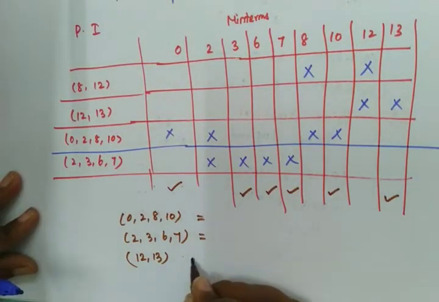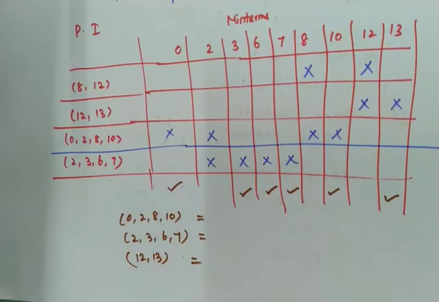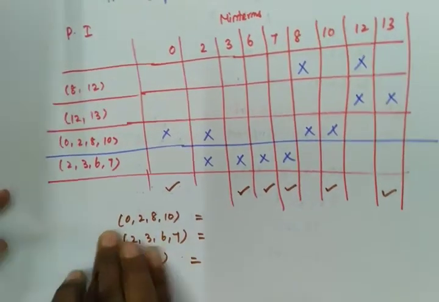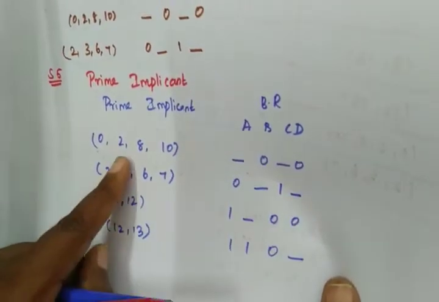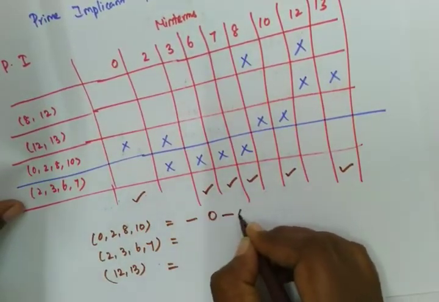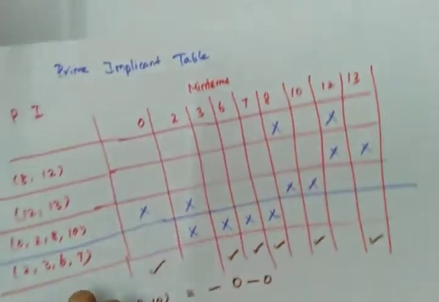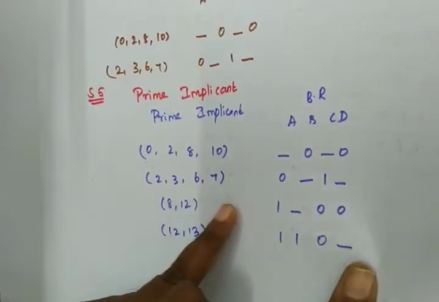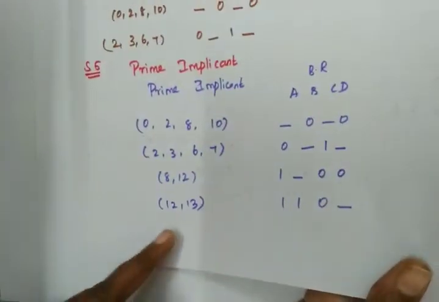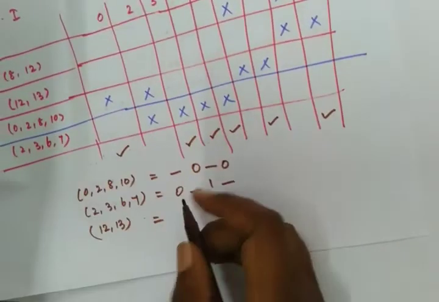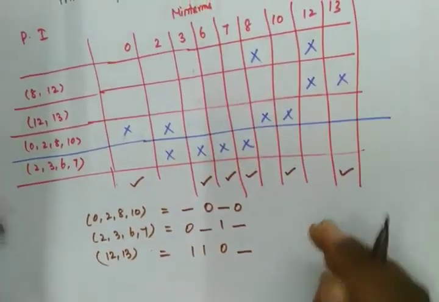Now write the min term for this from the previous. What is the min term for 0, 2, 8, 10? It is dash 0 dash 0. Now what is the min term for 2, 3, 6, 7? Refer: 0 dash 1 dash. For 12 and 13, it is 1 1 0 dash.